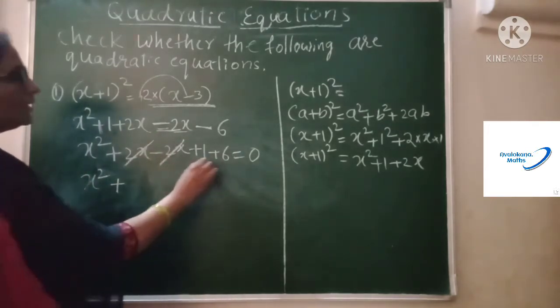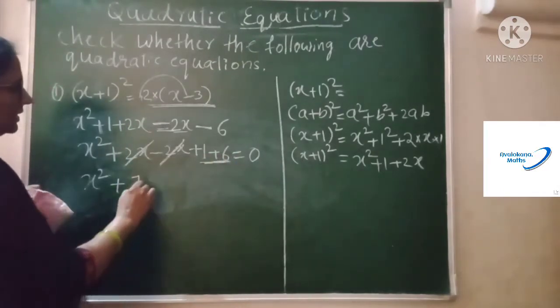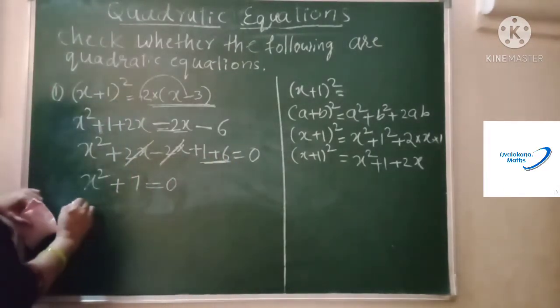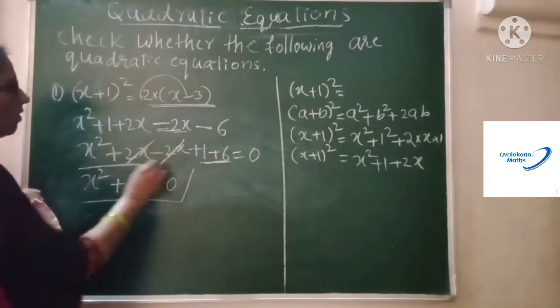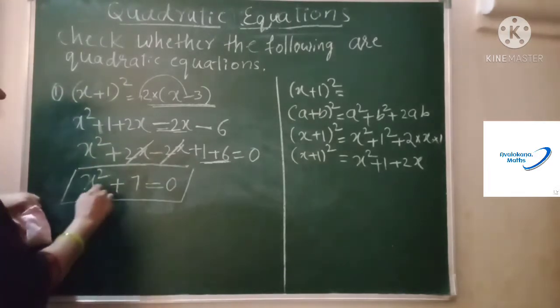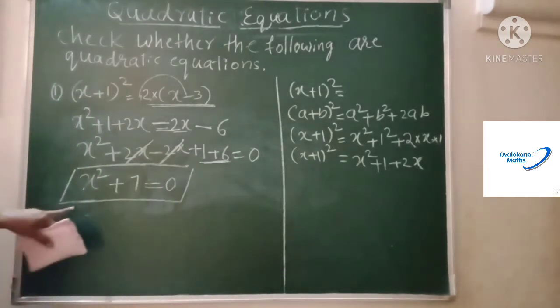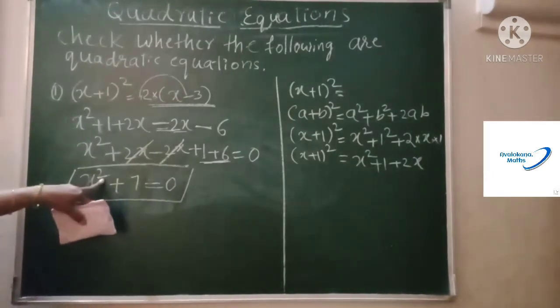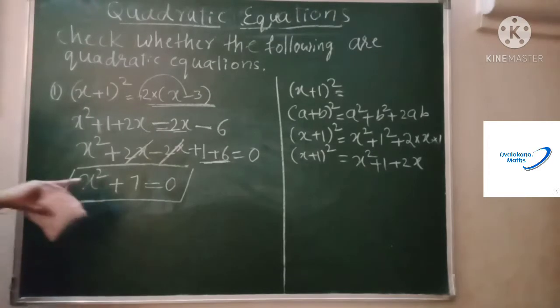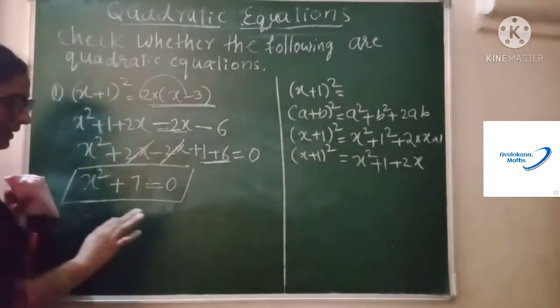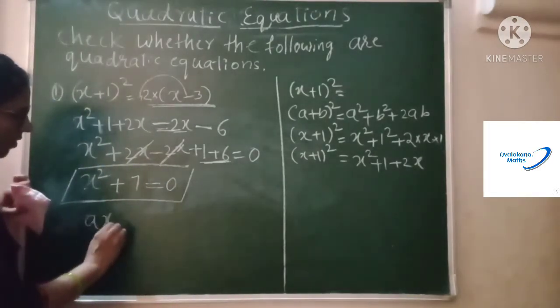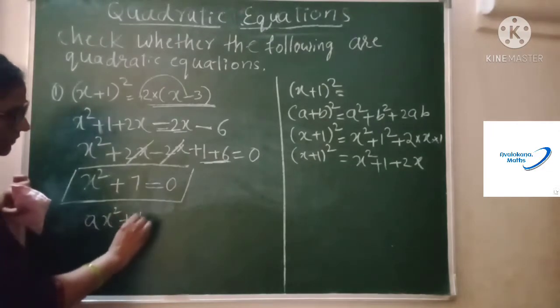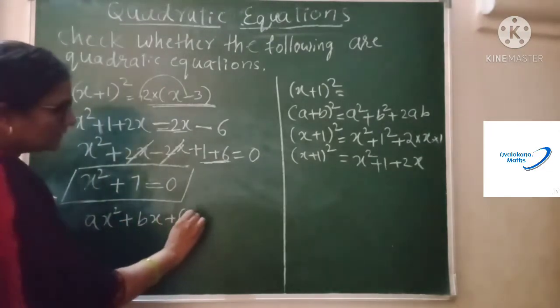x square plus 1 plus 6 is 7, is equal to 0. So your final equation is x square plus 7 equal to 0. This is a quadratic equation because the variable has the power 2. Even though you don't have the term x, the standard form of a quadratic is ax square plus bx plus c is equal to 0.